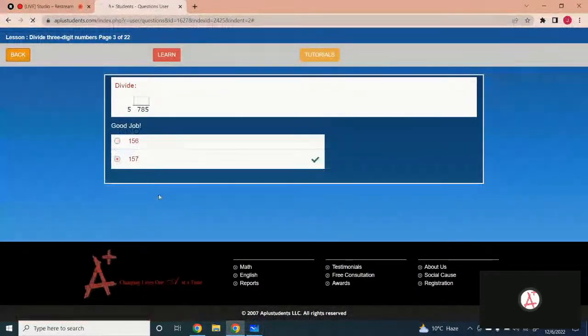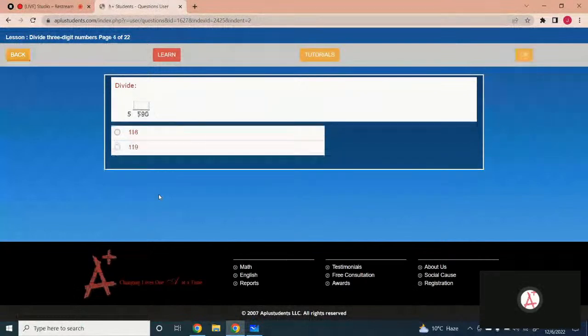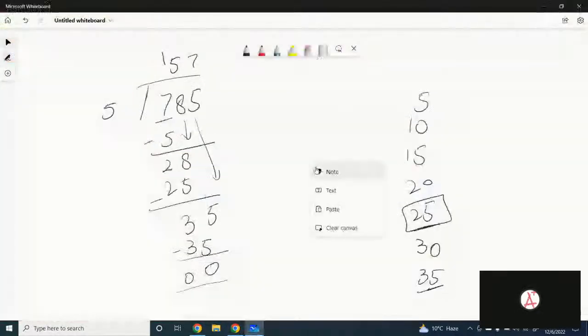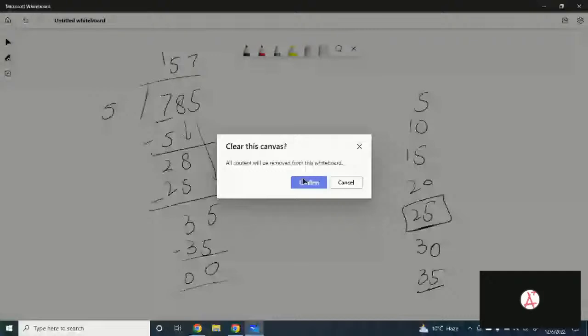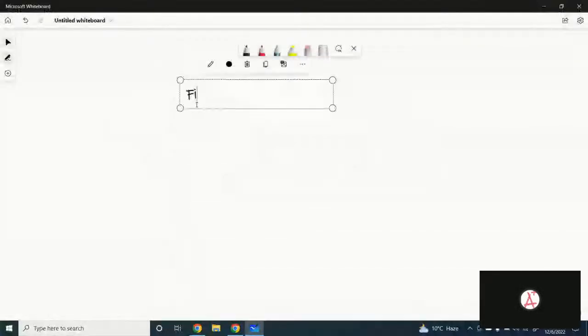Let me just move on to the next lesson, and the next lesson is the final test of the chapter division. Let's start with the final test of the chapter division. Let's start with the final test.